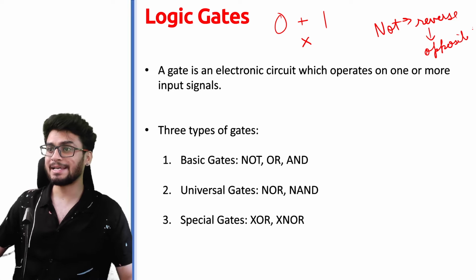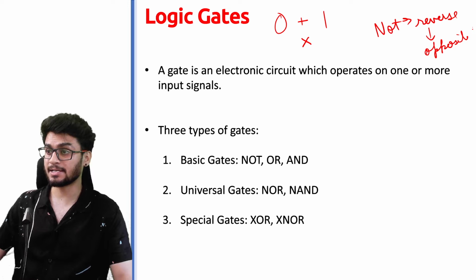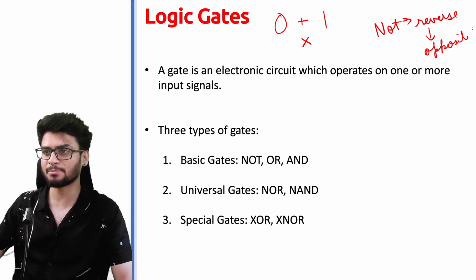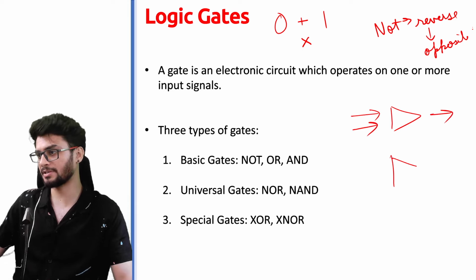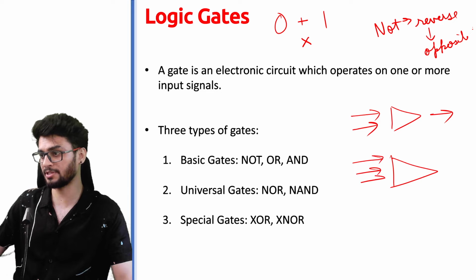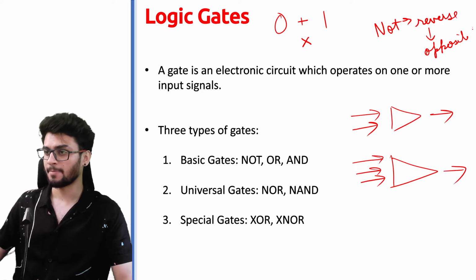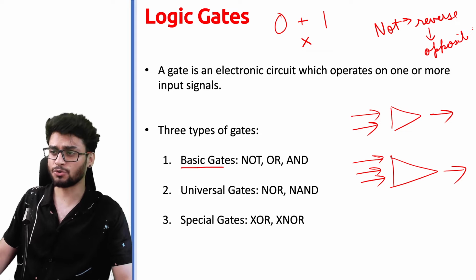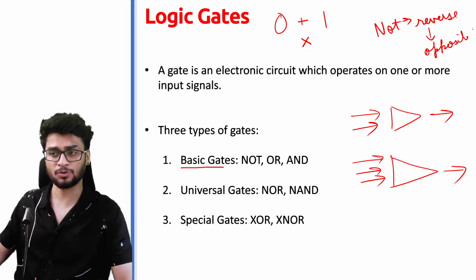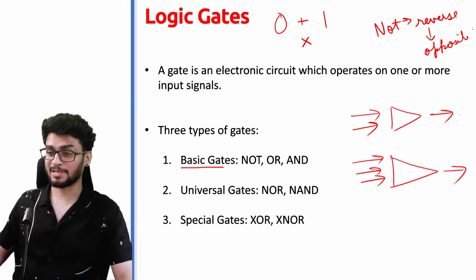Okay, so logic gate is an electronic circuit jiske andar aap inputs dete ho and you get some kind of an output. Maybe it looks like this, jahan par aapne do input diye and you get one output. Or maybe it can also look like this, aapne teen input diye and there is only one output. So there are three types of gates. The first is basic gate. This part is the easiest. NOT or an AND, very easy to remember, not too complicated. Agar aap exam mein bhool bhi jao to aap derive kar sakte ho very simply.